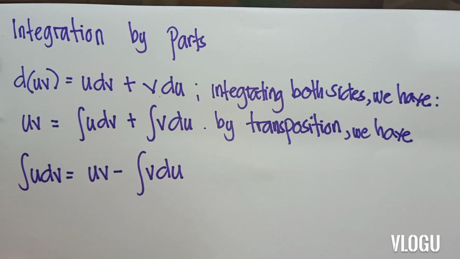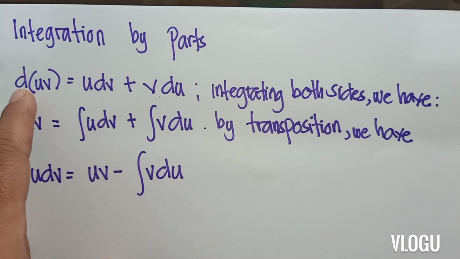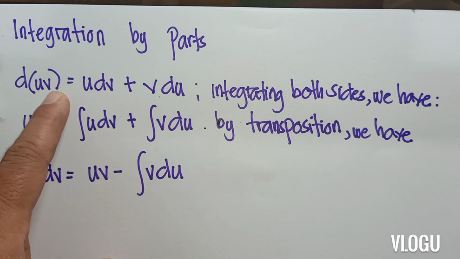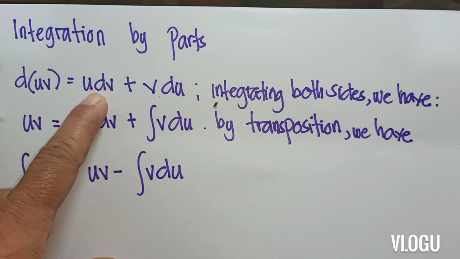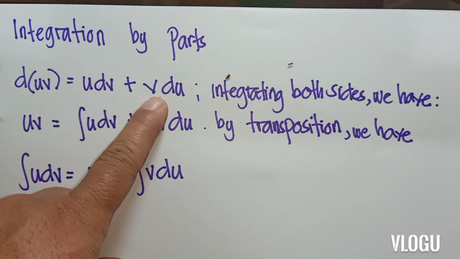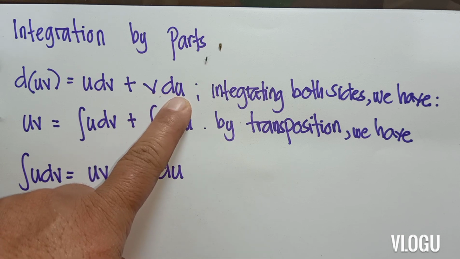Okay, so our lesson is on integration by parts. The formula of integration by parts comes from the derivative of the product, wherein the derivative of u times v is equivalent to u times the derivative of v plus v times the derivative of u.